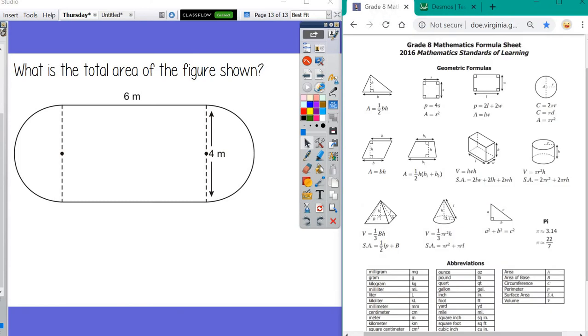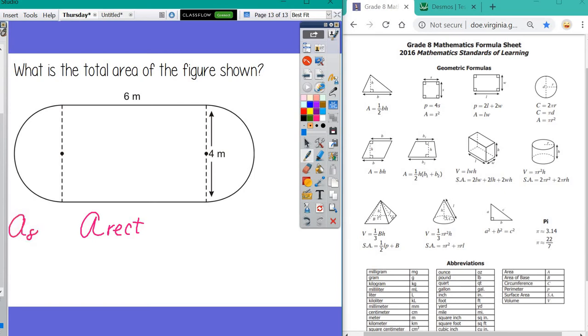And I've got this weird, like maybe it's a track somewhere, except really small. I've got this weird shape that is a rectangle in the middle. So I know I'm finding the area of a rectangle. And then it has two semicircles on the end. So the first way that you can do this is you can find the area of a semicircle and the area of another semicircle, and you can add all of these together and get your answer.